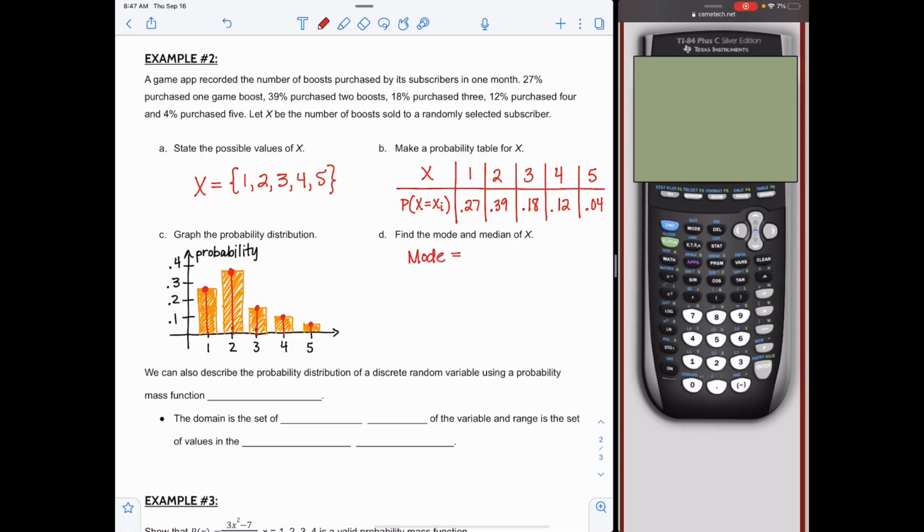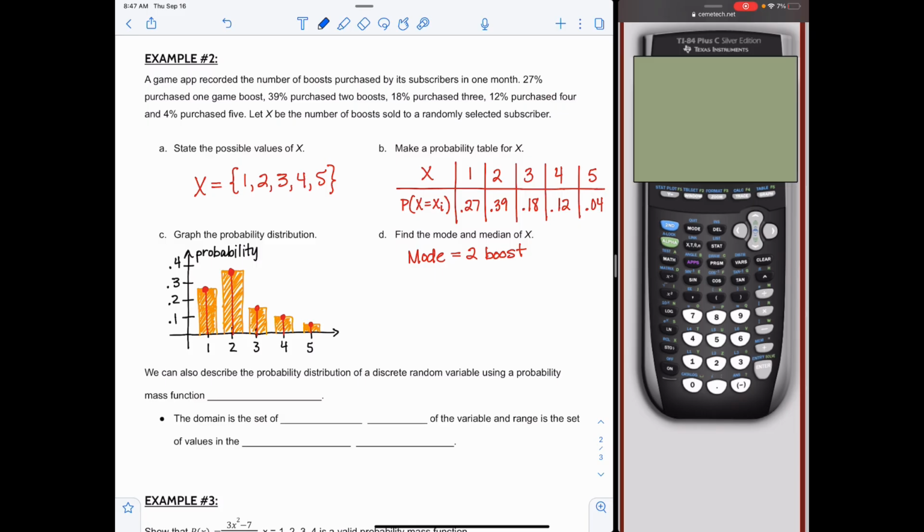So here I can say my mode is equal to 2 boosts. Now the median. Remember, the median is the value of the probabilities such that when you add up the probabilities from least to greatest, for 1 magazine, 2 magazines, 3 magazines, if you put the probabilities in order, it is going to be the cumulative sum. And when I say in order, I'm talking about adding up the probabilities in order of the number of boosts.